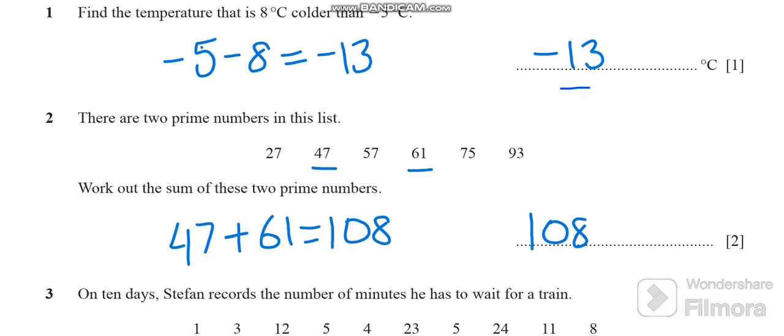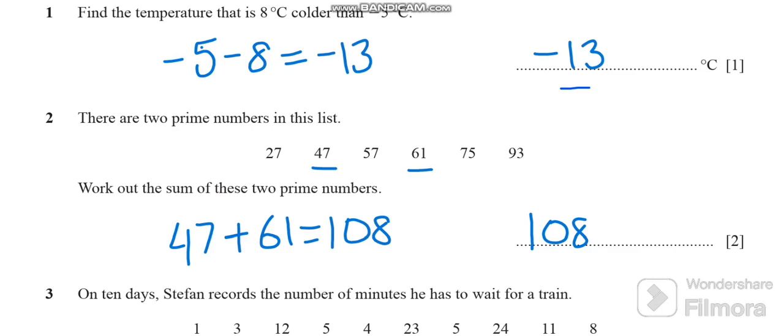Question 2 states there are two prime numbers in this list. Work out the sum of these two prime numbers. So 27 is not a prime number because it is divisible by 1, 3, 9 and 27. 47 is a prime number because it is only divisible by the number itself and 1, whereas 57 is divisible by 1, 3, 19 and 57.